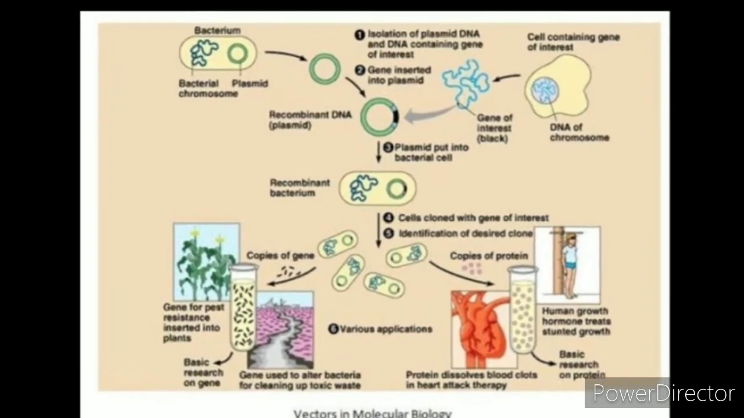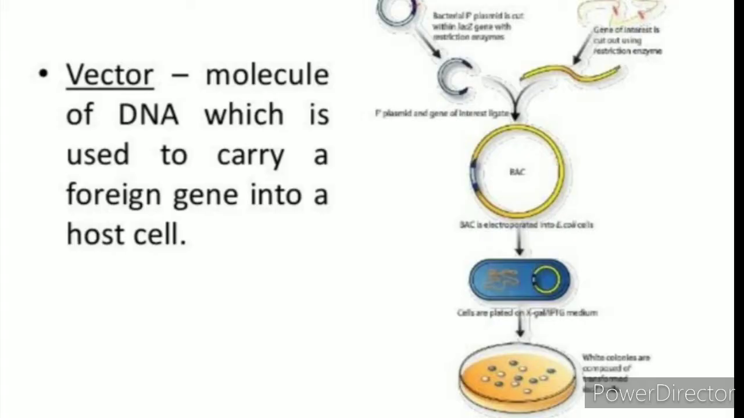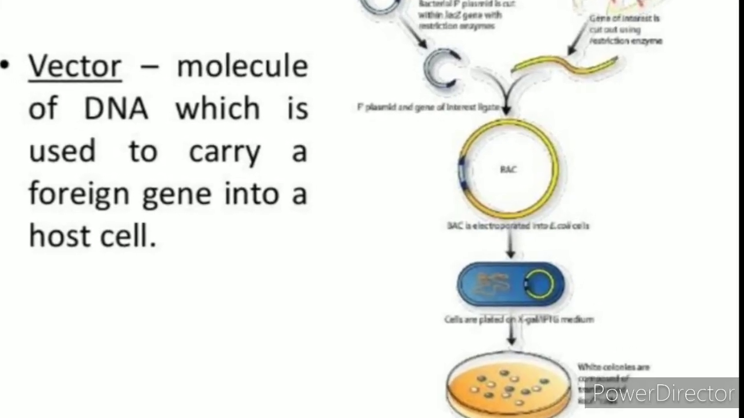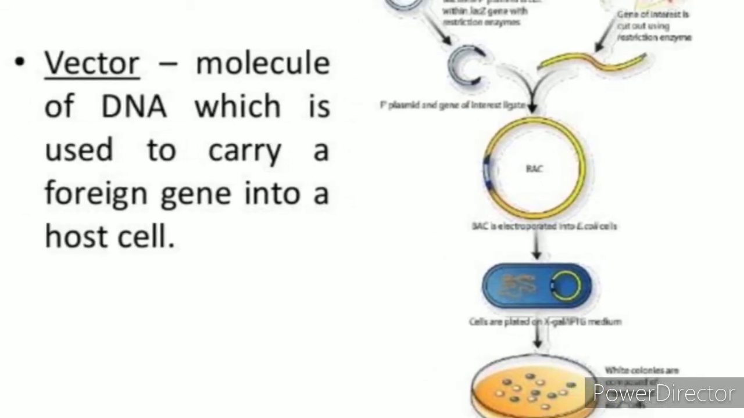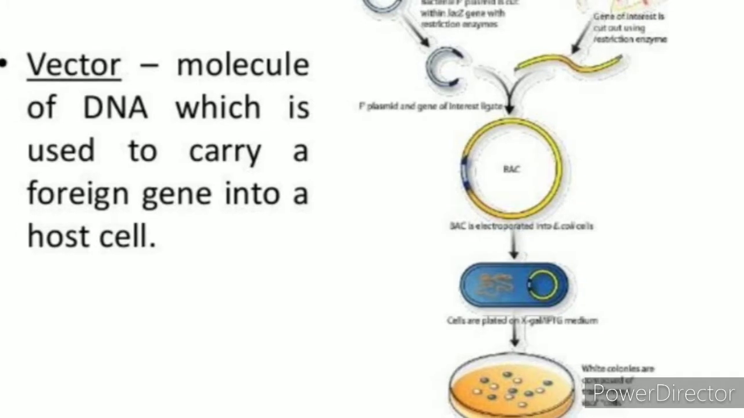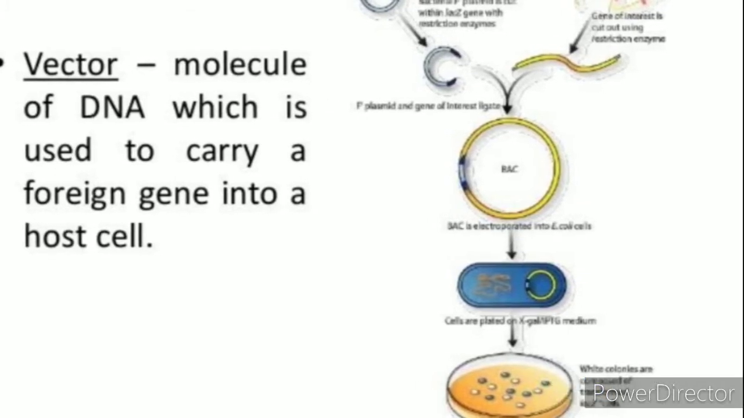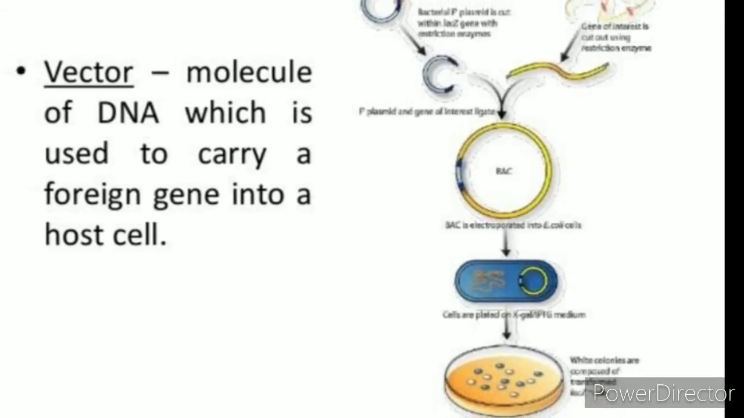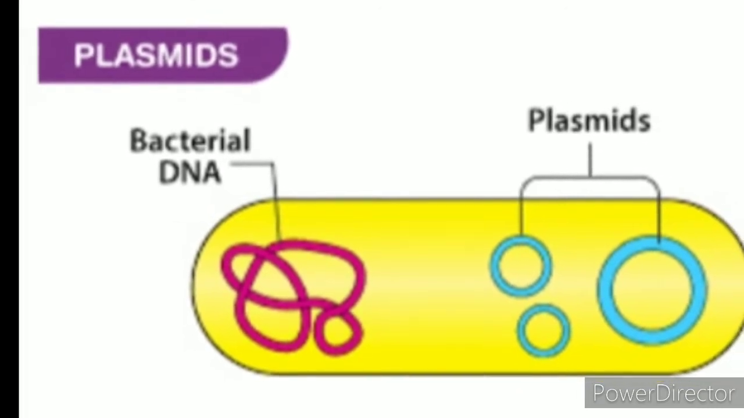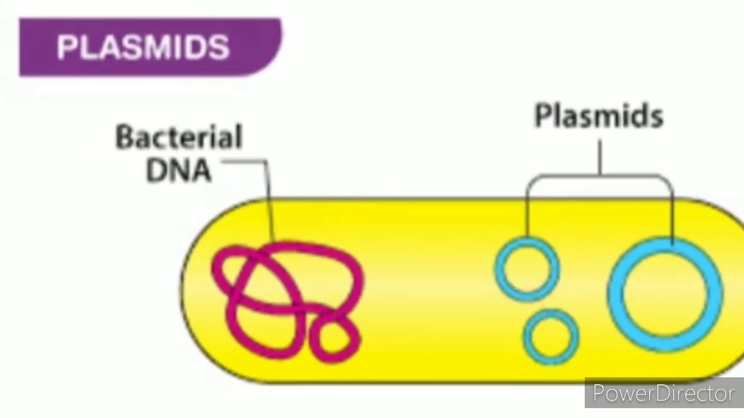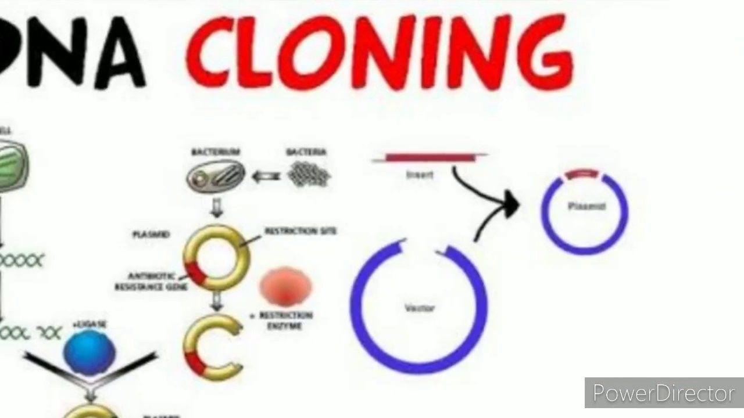First, let's discuss vectors. What are vectors? Vectors are the delivery system of the target gene. A vector is a vehicle which will carry your target gene into the host where you want to insert it. Plasmids are the most suitable vectors. What are plasmids? Extrachromosomal circular DNA found in the cytoplasm of E. coli is called a plasmid. The vectors are the major component of a gene cloning experiment.